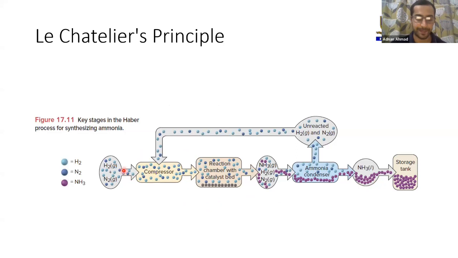The next point: we keep increasing the concentration of H2 and N2. When we increase the concentration of hydrogen gas and nitrogen gas, we are changing the chemical equilibrium. So the reaction will also proceed in the forward direction to the right-hand side, and more ammonia will be produced. So this is an excellent example of Le Chatelier's principle, where more ammonia is produced by applying its rules.